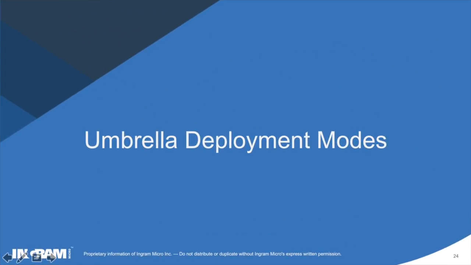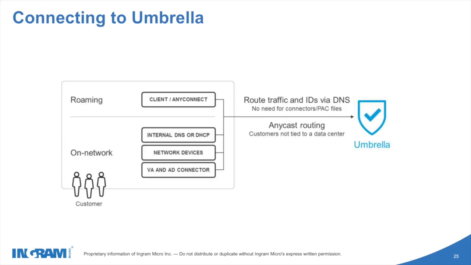In this section, we are going to talk about Umbrella deployment modes. Well, Umbrella is one of the simplest solutions to deploy and manage. Because Umbrella is delivered from the cloud, there is no hardware to install or software to manually update, and the browser-based interface provides quick setup and ongoing management. Actually, many customers deploy it enterprise-wide in less than 30 minutes.